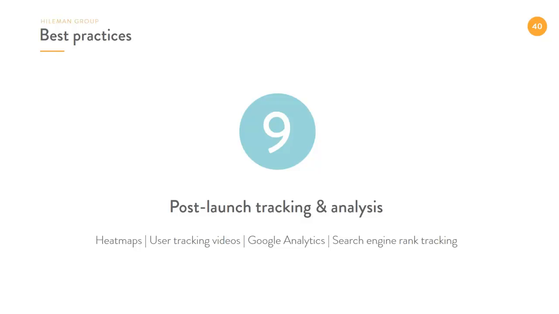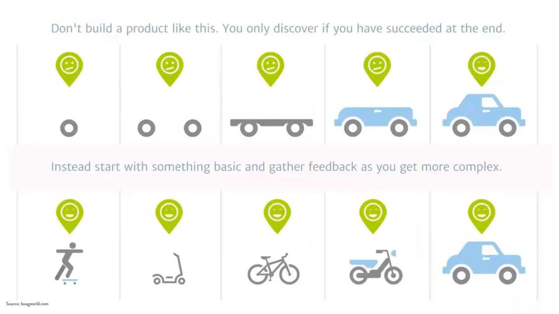So you want to have some tracking within your website. If we look at the image, don't build a product like this. You only discover if you have succeeded at the end. What this is showing is starting out with just a tire and building all the way up to a car. Instead, start with something basic and gather feedback as you get more complex, starting with that minimum viable product and growing from there.